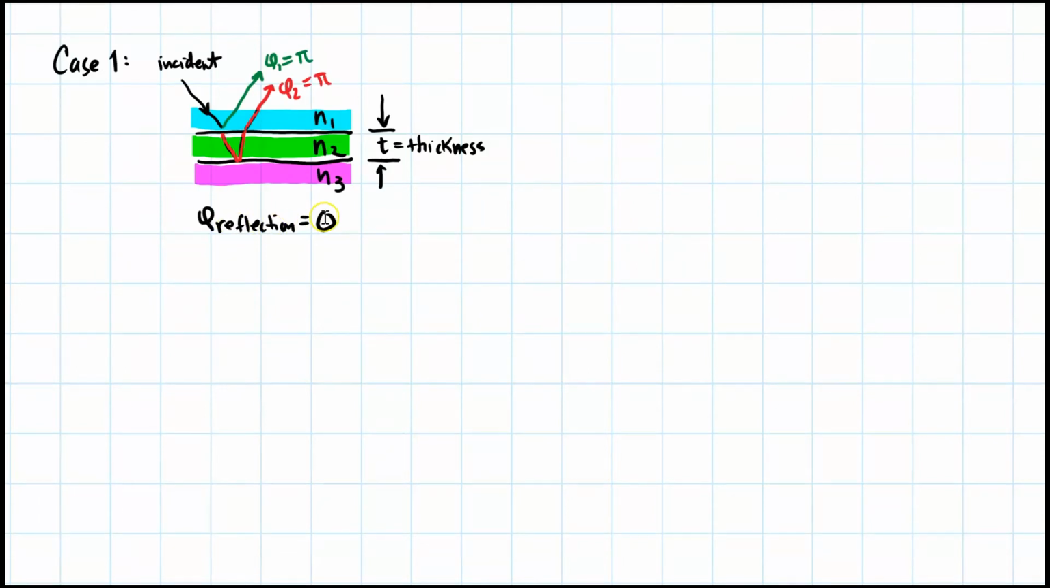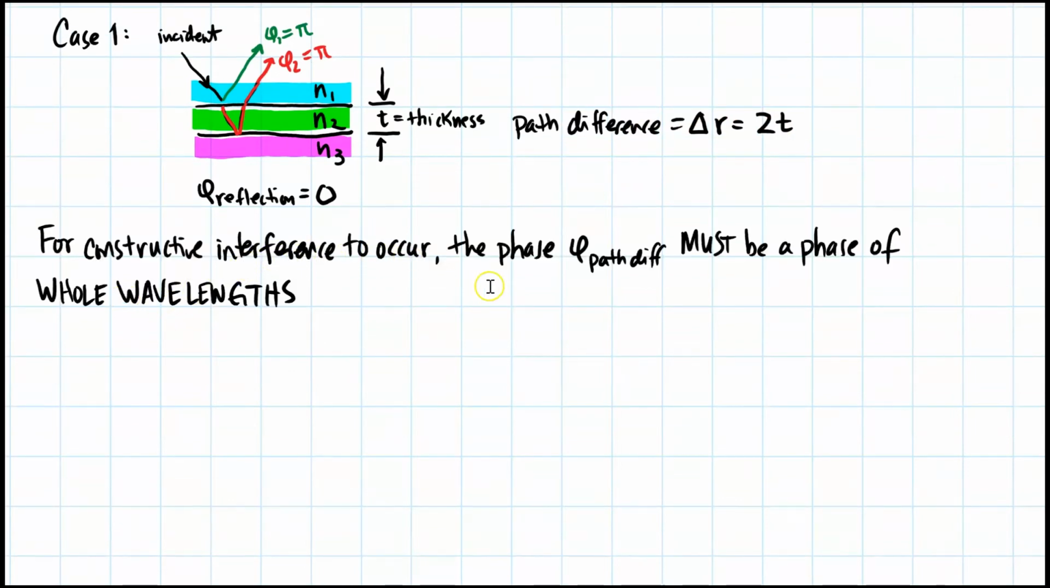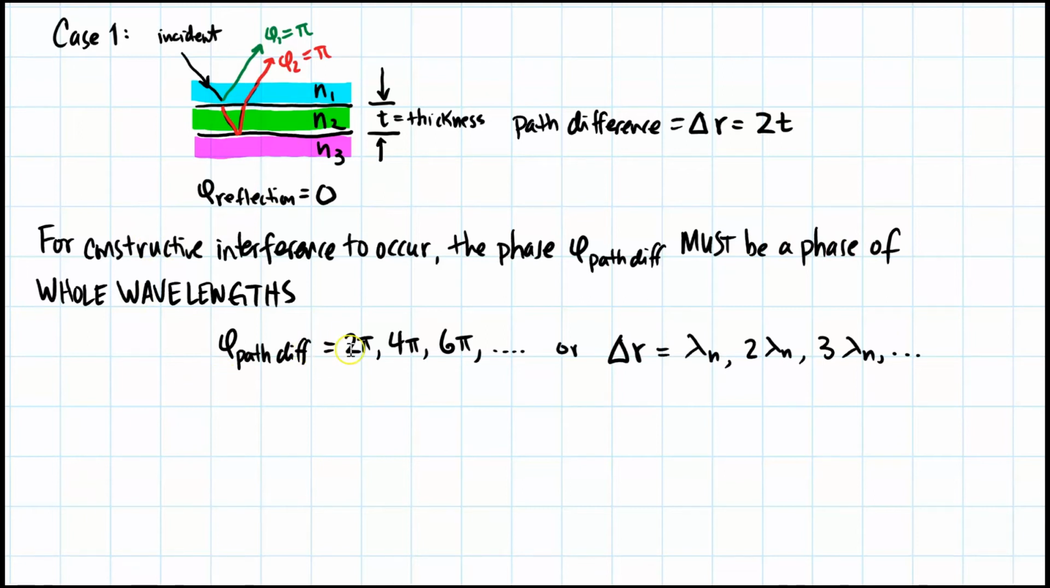Case 1, we had a reflection phase of 0. Now for the path difference, note that the wave in medium 2 travels twice the distance. The path difference, which is equal to delta R, is then equal to 2t here. For constructive interference to occur, the phase phi of path difference must be a phase of whole wavelengths. The phase difference must be multiples of 2 pi, 2 pi, 4 pi, 6 pi, or the path difference must be in whole wavelengths in the index of n2: lambda, 2 lambda, 3 lambda, etc.